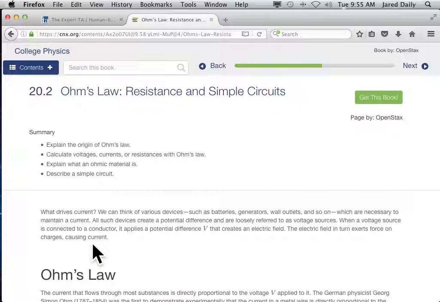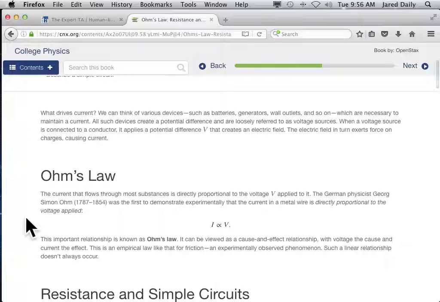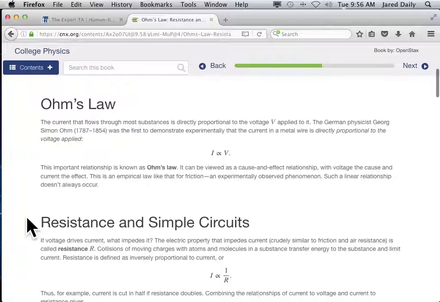So, we've learned a little bit about circuits. We've learned a little bit about how voltage and current play their roles in a circuit. Voltage drives the current through a circuit. The current is the charge moving through the circuit in a certain amount of time. And it turns out that there is a relationship between that current and that voltage.